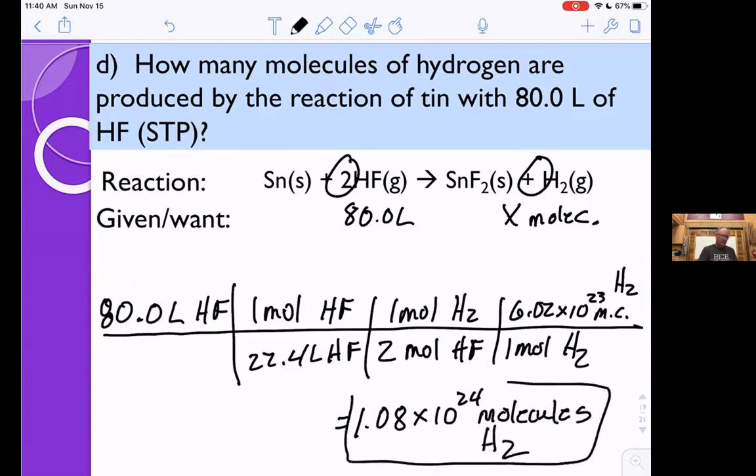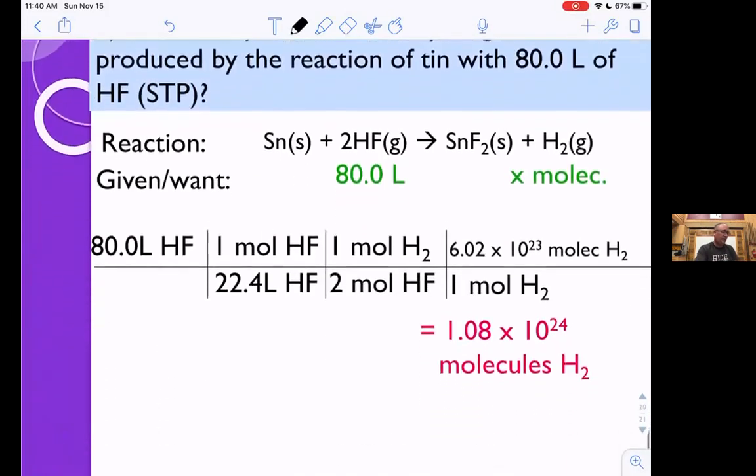Molecules of hydrogen. Okay. Maybe you think these are complex, maybe you don't, but these are what we are considering the more complex of the two. So a little bit more difficult level of questions for stoichiometry. So that concludes lesson 2. Checking my work, there we go.